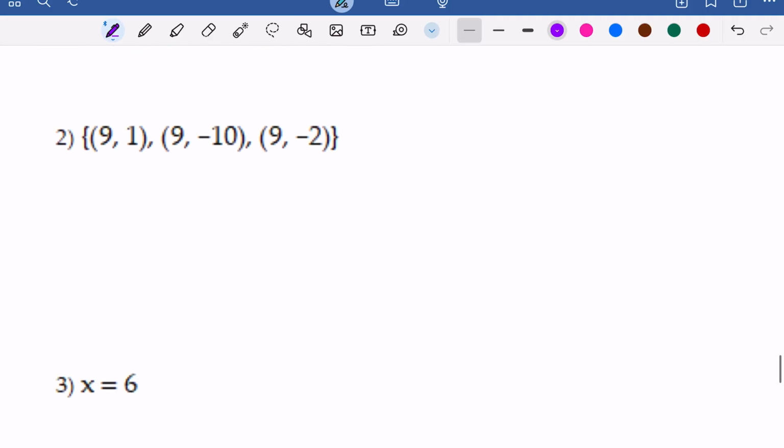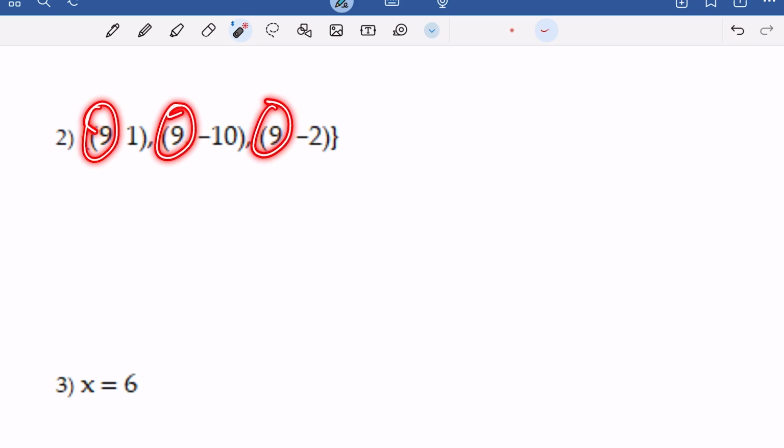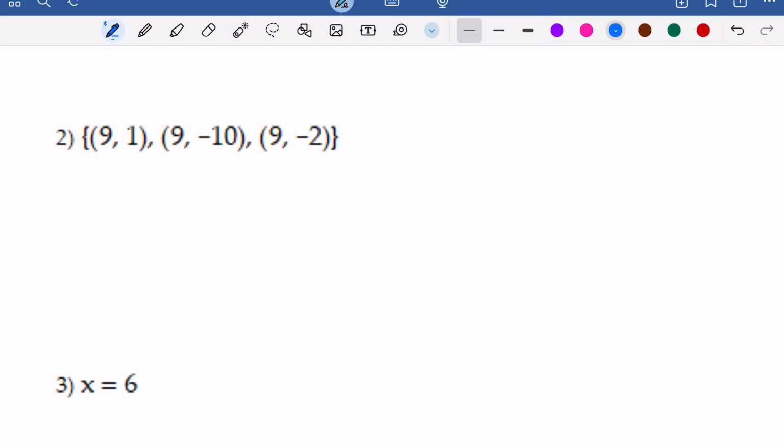For number 2, again, I'm going to come through and ask, is this a function? If I look at my x's, they definitely repeat. They're all three the same. So this is not a function, because all of my x's are the same.